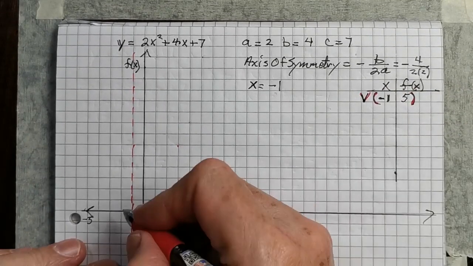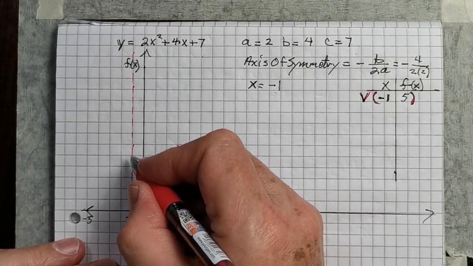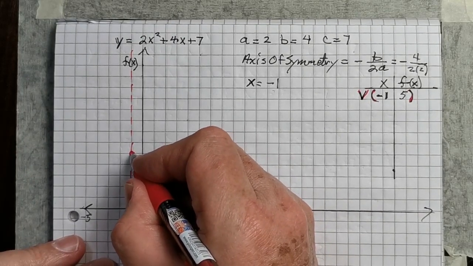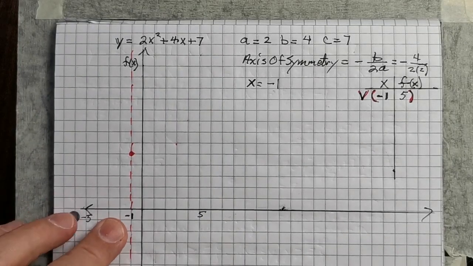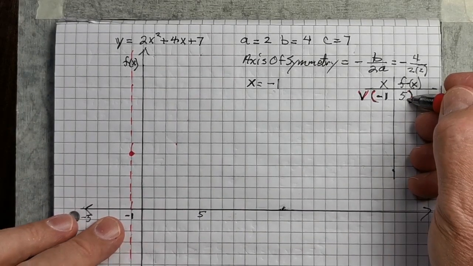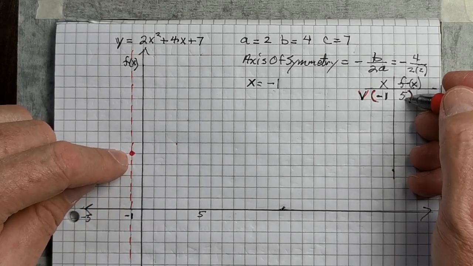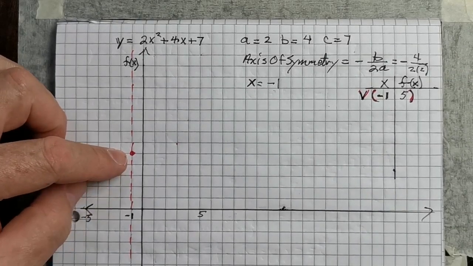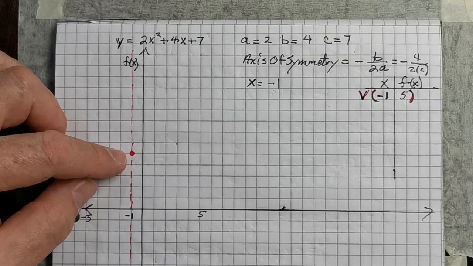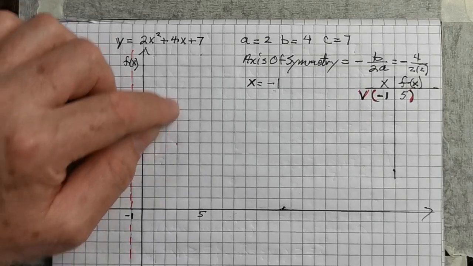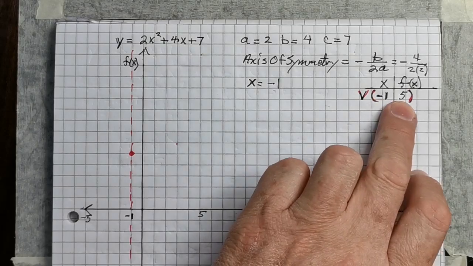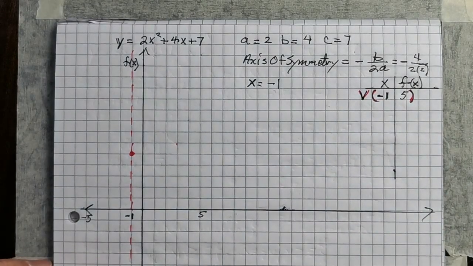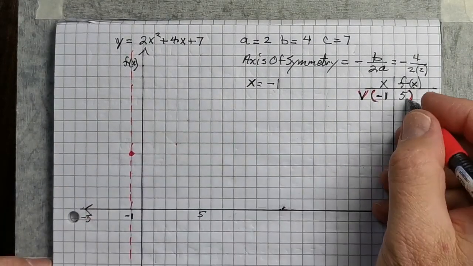So let's identify that. 1, 2, 3, 4, 5. This point right here, vertex. Value of the function at x equal -1 equals 5, which is the maximum or minimum of the function. Which is it? Where does the graph open? It opens up. Therefore, 5 represents a minimum. So 5 is a minimum.